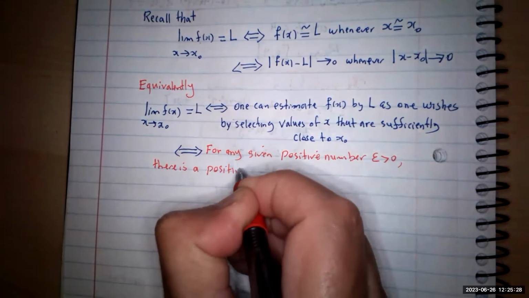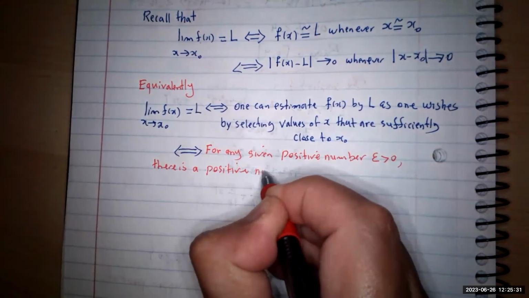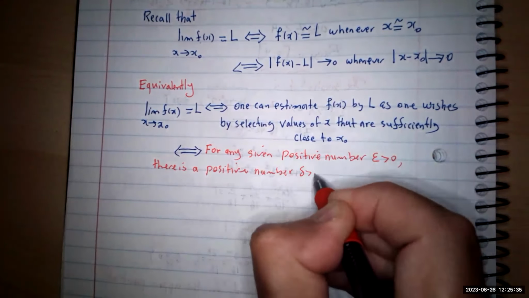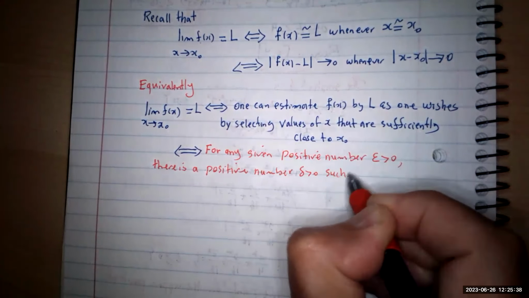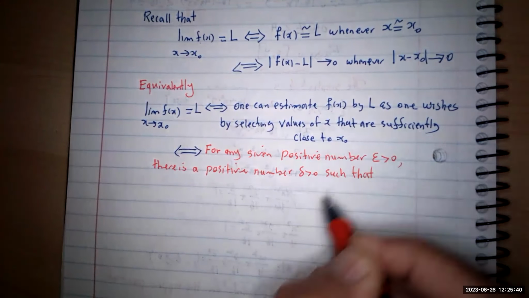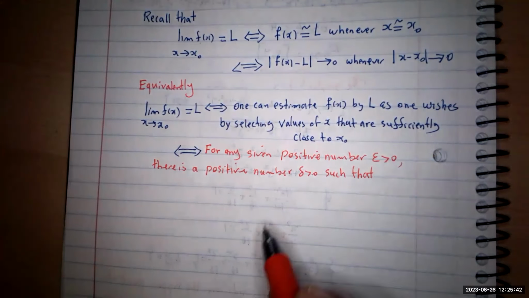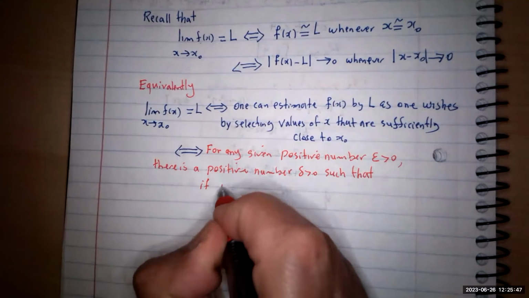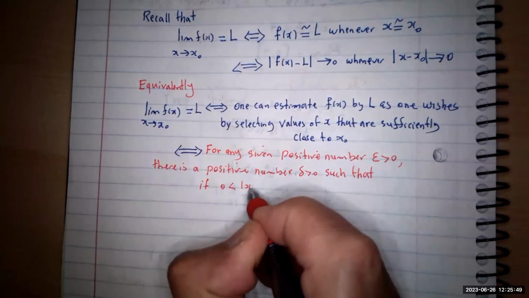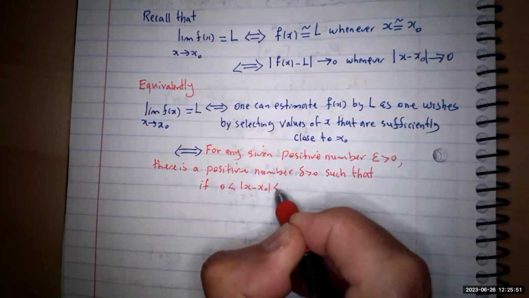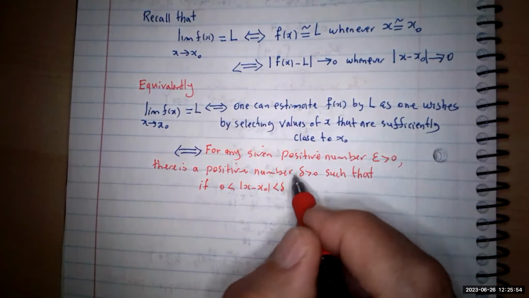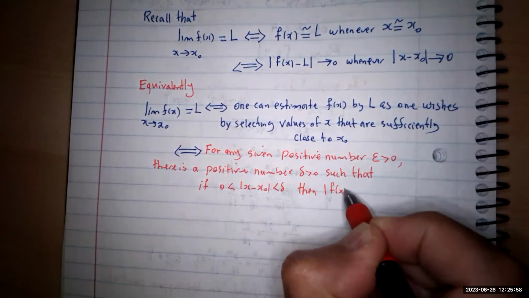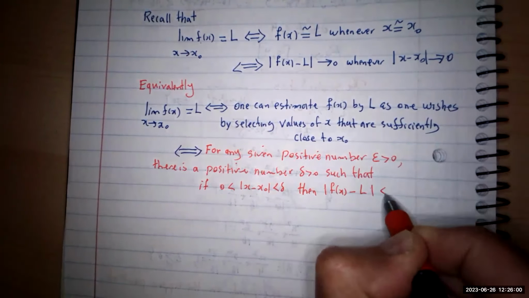There is a second positive number that I'm going to find. A positive number, delta, such that if 0 is less than the absolute value of x minus x0, which is less than delta, then the absolute value of f of x minus L is going to be less than epsilon.